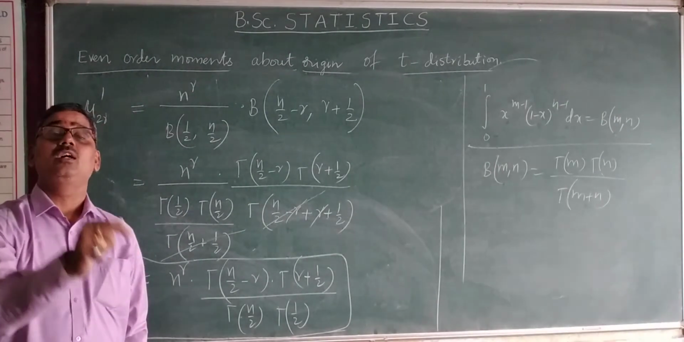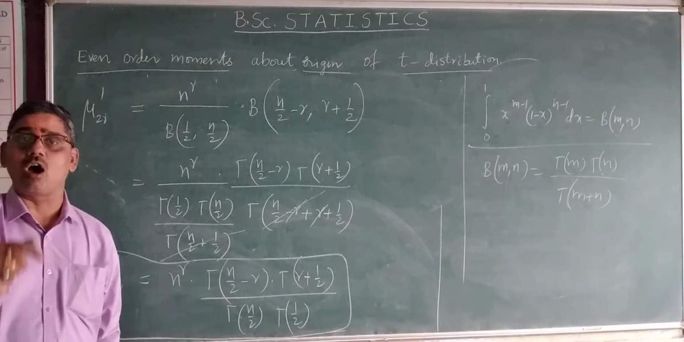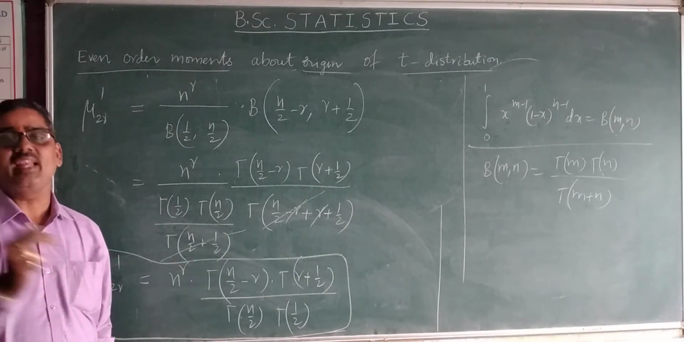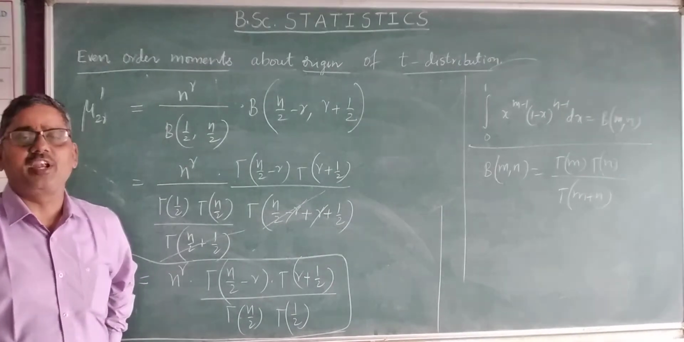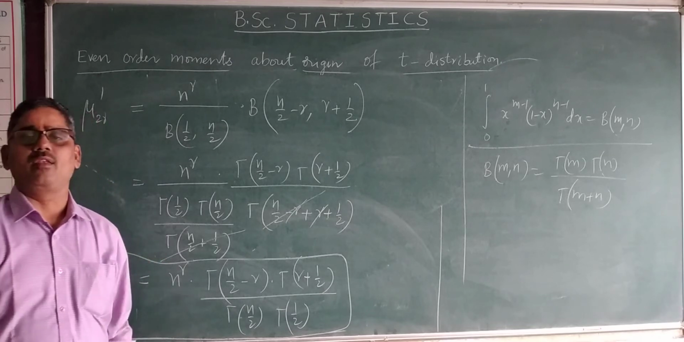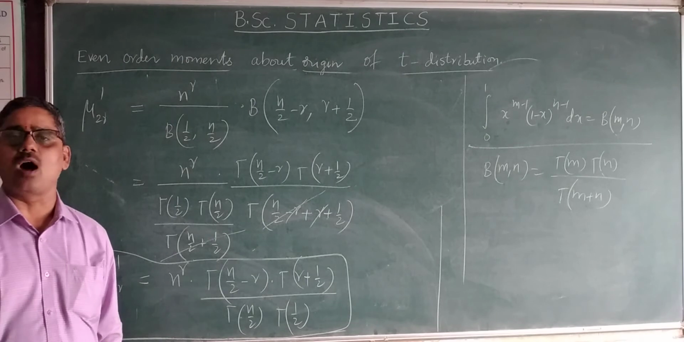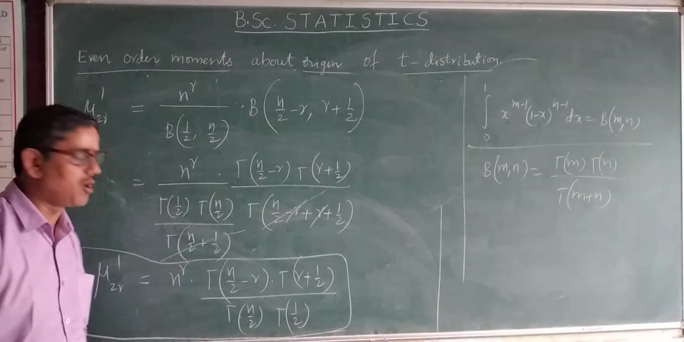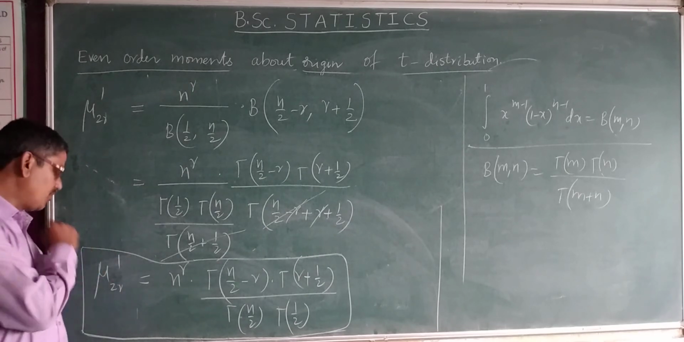But of course, mu r dash and mu r will be equal, since the mean is 0. So therefore, for the T distribution, moments about origin and moments about mean are equal. That is, mu 2r dash is equal to mu 2r, and mu 2r plus 1 dash is equal to mu 2r plus 1. So therefore no problem. Here we are calculating only moments about origin, that is mu 2r dash.